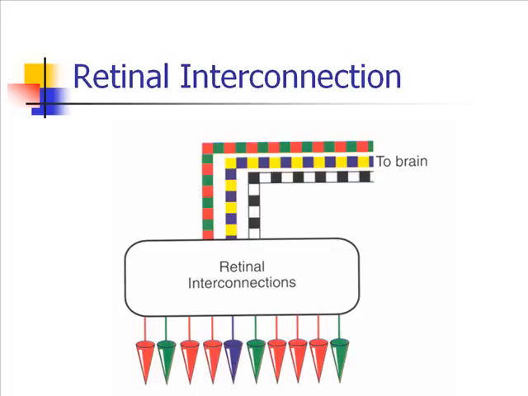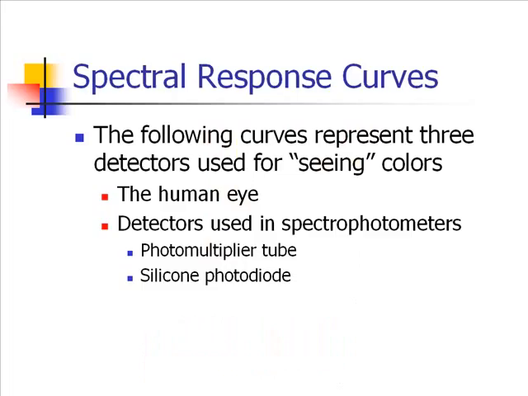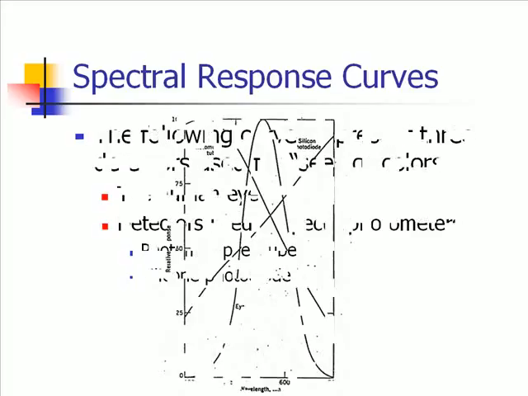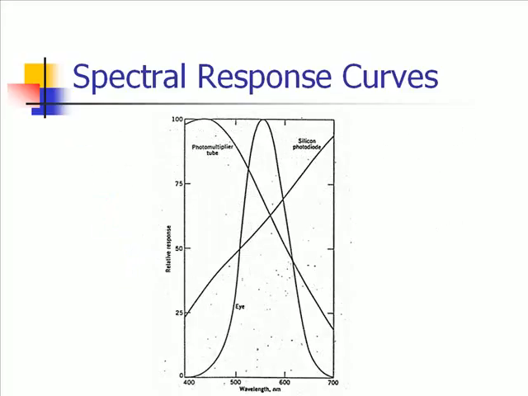The following curves represent three detectors used for seeing colors: the human eye, and then two detectors that are used in spectrophotometers. One's called a photomultiplier tube, and one's called a silicon photodiode. And what you see here is that the two artificial ones have much different responses than our eye really does, which is okay because we can mathematically adjust it. The important thing is that they all have response between 400 and 700. But again, when we use artificial means, it doesn't work exactly like our eye does, so there are some compromises with how that works.